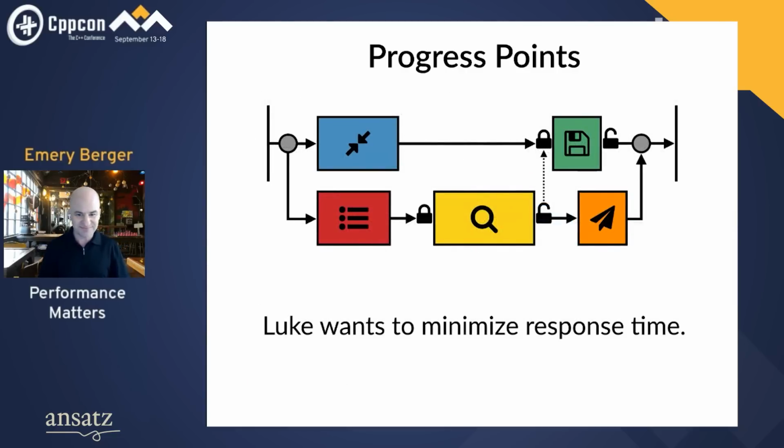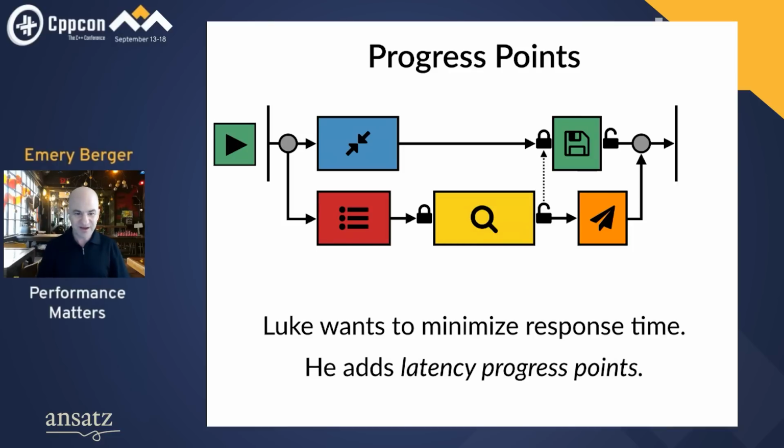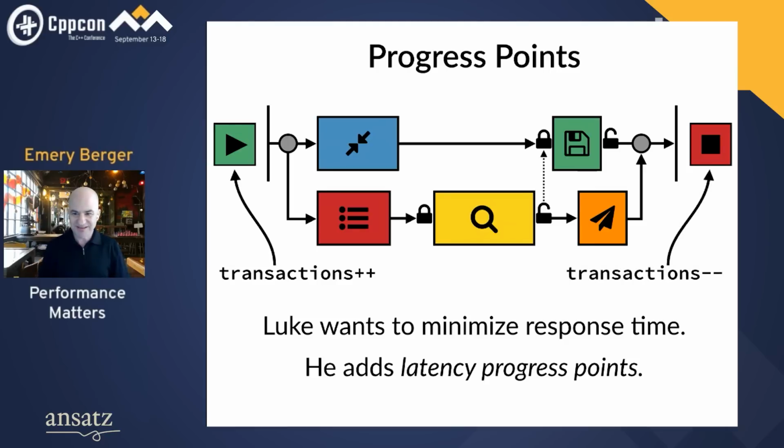What about latency? So suppose Luke wants to minimize response time. So here we have another notion of progress points that we call latency progress points, which are just a begin progress point and an end progress point. So you place in your code a begin, like the start of a transaction, and at the end of the transaction, and then the causal profiler is going to actually optimize to reduce latency. The way it works is that every time something comes in, it actually updates the number of transactions in flight.